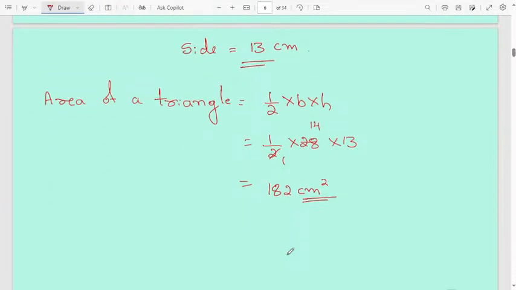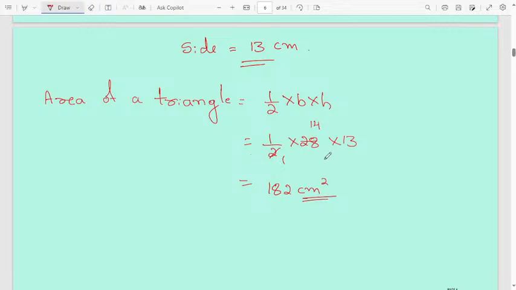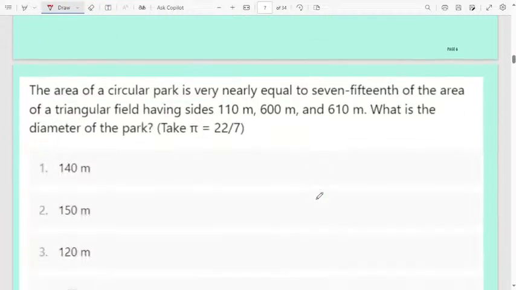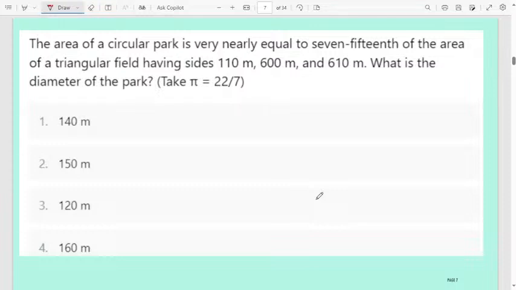Then area of a triangle is half into base into height. We got the value of base also, height also. Multiply, and you will get the value of 182 centimeter square. I think everyone understood. Easy problem. I wrote all the steps, that's why it is looking big, but it is very easy. If you have a doubt, you can ask me. Let us move to the next question.